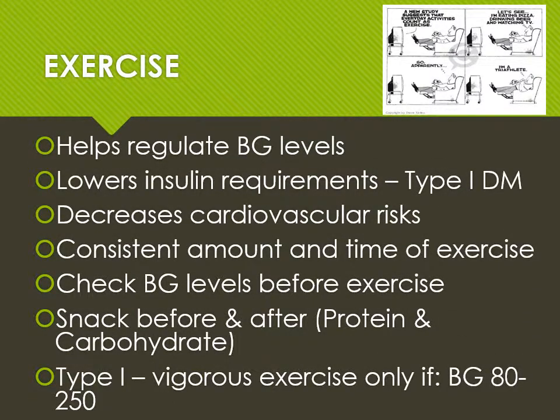You will inform the patient that exercise will help regulate blood glucose levels. It lowers the insulin requirements and decreases the cardiovascular risk. It should be a consistent amount of time of exercise. You want to have them check their blood glucose levels before they exercise, and then have them snack before and after. Make sure it's a protein and a carbohydrate. For type 1, vigorous exercise only if the blood glucose is between 80 to 250.